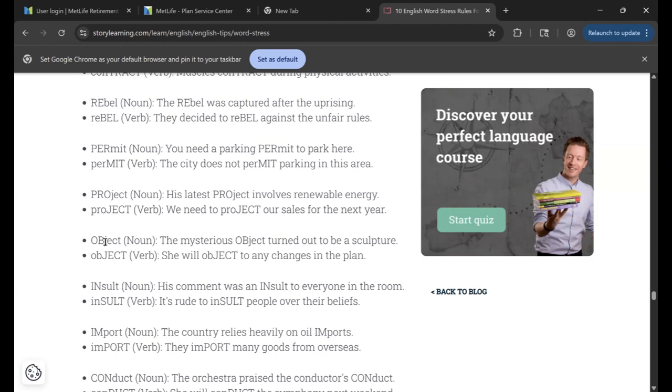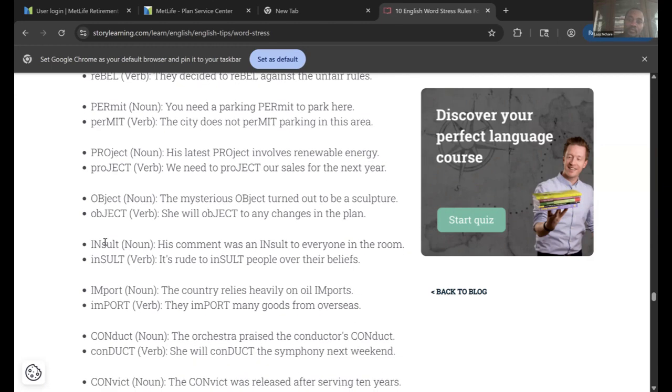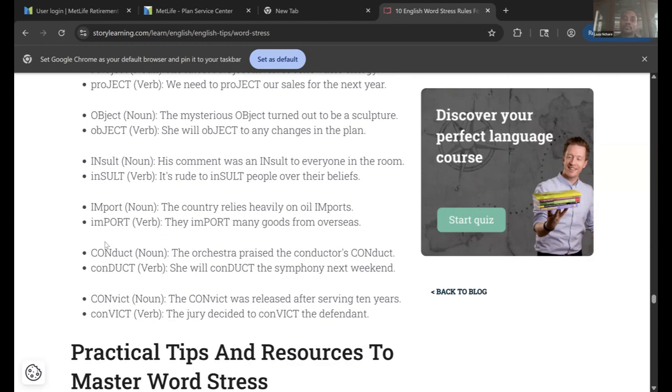Okay, the next one. Object. That's good. Read the sentence. The mysterious object turned out to be a sculpture. A sculpture. Okay. Next one. Object. That's good. You read it. You will object to any change in the plan. Any changes in the plan. Okay. The next one.